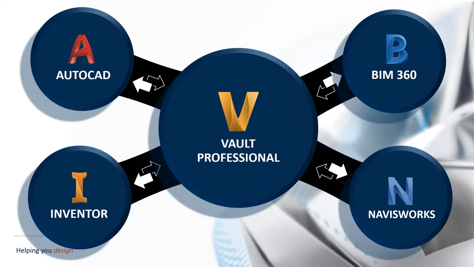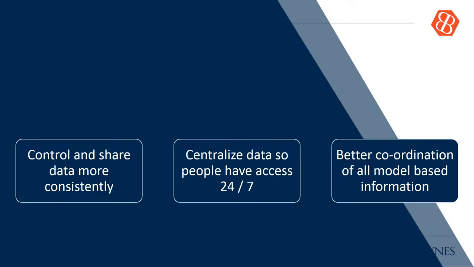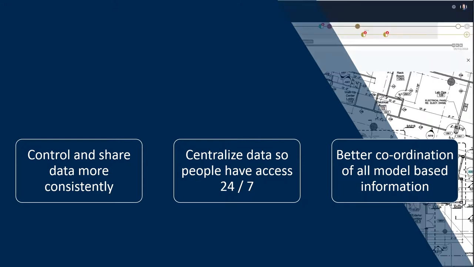It all boils down to the main thing, using Vault Professional to manage the data that's around all of these components, right? So AutoCAD, Inventor, Navisworks, as well as BIM 360, we can drive that off Vault, where we manage that data, right? What it allows us to do is to control and share data consistently. It's a centralized data point. So if we're using BIM 360 Docs, for instance, it's available 24/7, it's cloud. We can access it from anywhere, anytime, but it's also great for coordination, all right?